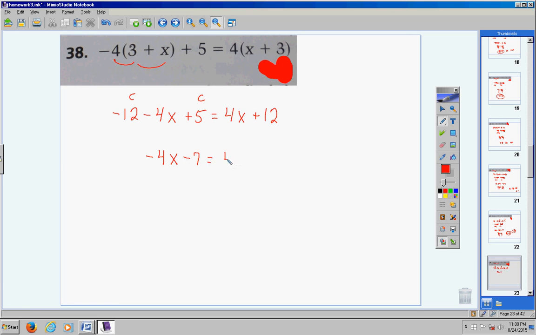Now, let's get our variable terms on one side, our constant terms on the other side. Bring your 4x over and make it a negative 4x. Bring your negative 7 over and make it a positive 7. You owe me 4, you owe me 4 more, that's negative 8. You have 12, plus you have 7 more, so you have 19. Divide both sides by negative 8.